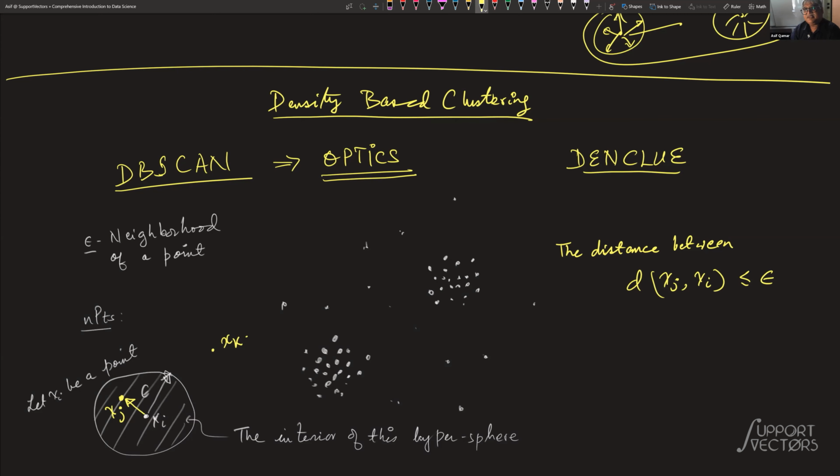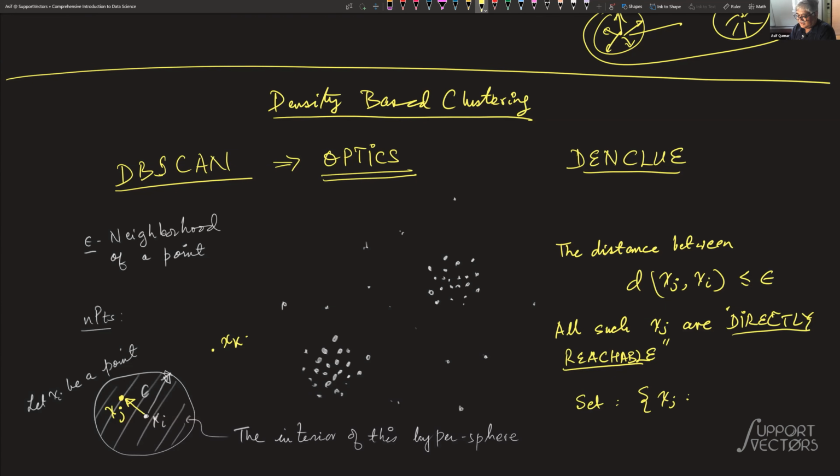So we call all of these points directly reachable. All such xj are directly reachable. You use the word directly reachable. Are we together? And you look at the set of xj such that d(xj, xi) is less than or equal to epsilon. This would be a set of points in the data. There'll be many instances of your data that will fall in the interior of this epsilon neighborhood, inside of this sphere.